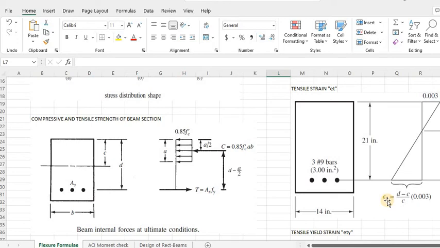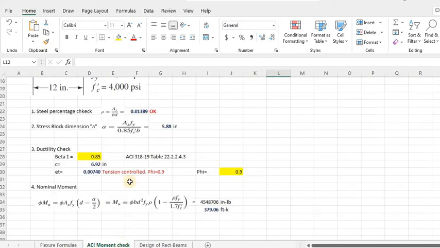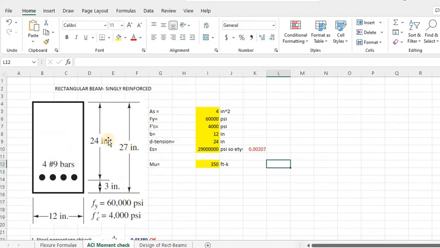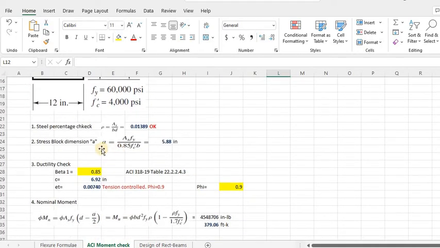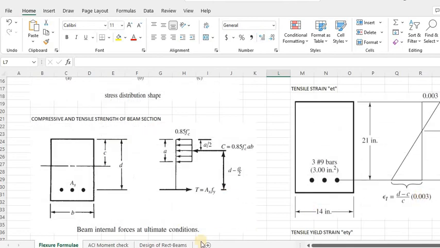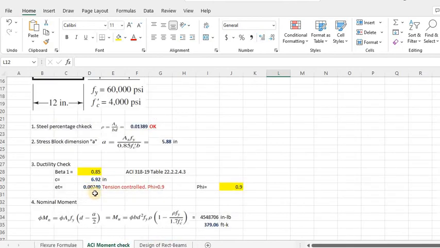ET, which is the tensile strain, is D minus C over C times 0.003. Remember I said your D is not your H. D is not the H of the beam, but this value here, the distance from the reinforcing bar to the extreme concrete fiber of the beam at the top. So our D here is 24, and we already calculated C. C is 6.92. When you use that formula, we get this value, 0.007.